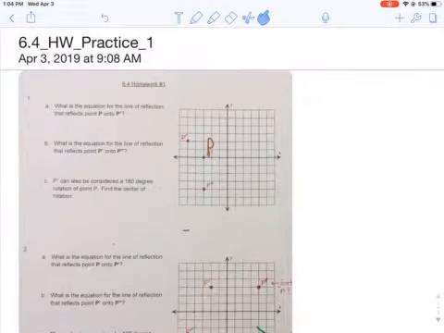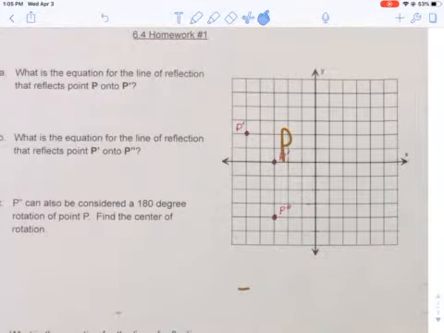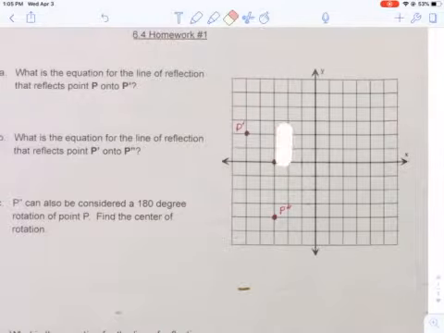I'm going to walk you through number 1 here on 6.4, homework number 1. You'll notice that we had 2 p primes here, so I just switched this one to just be p, so don't worry about the prime here. Now, the first question we have is, what's the equation for the line of reflection that points p and p prime? So my first step here is I'm going to draw a line between these two.